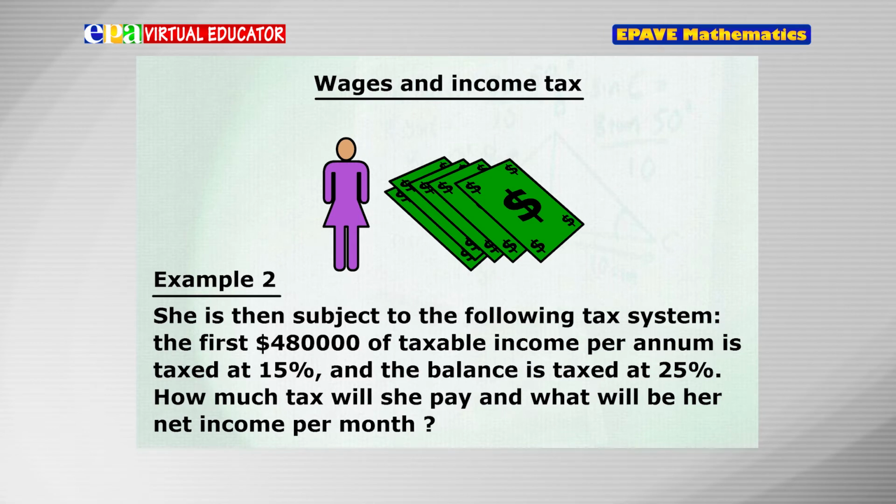She is then subject to the following tax system. The first $480,000 of taxable income per annum is taxed at 15%, and the balance is taxed at 25%. How much tax will she pay, and what will be her net income per month?